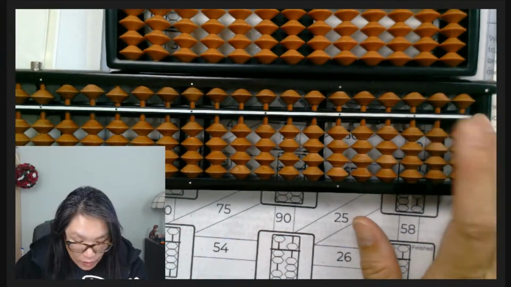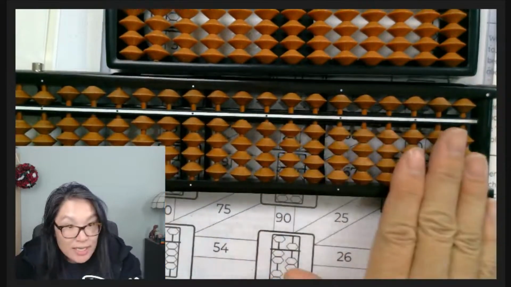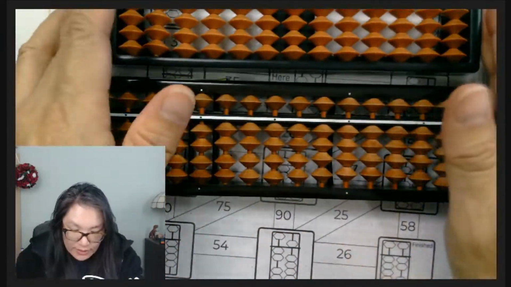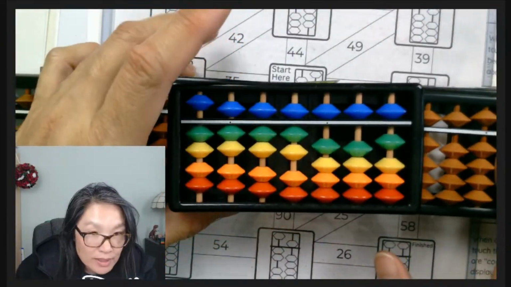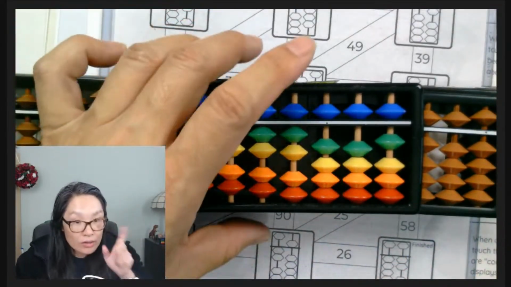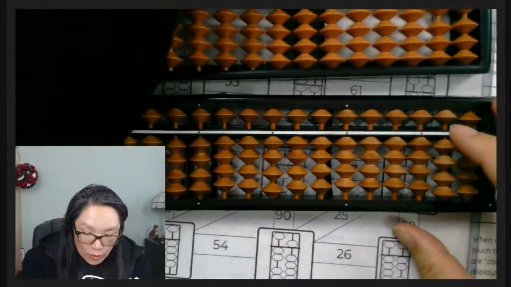Thank you, Sarah, for the question. And notice that this one is made out of, I don't know if you can tell, bamboo. This is made out of plastic, and this is also made out of plastic. Does it matter about the colors? It doesn't matter about the colors. What matters is the placement. So they work exactly the same.